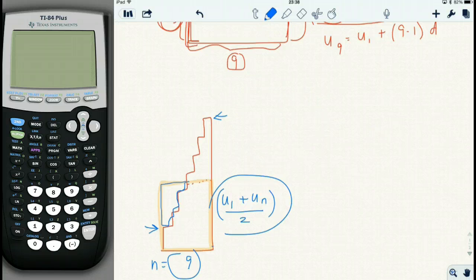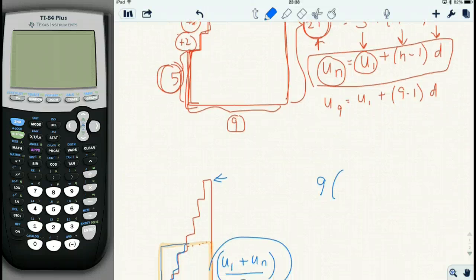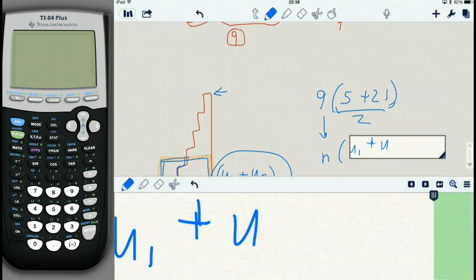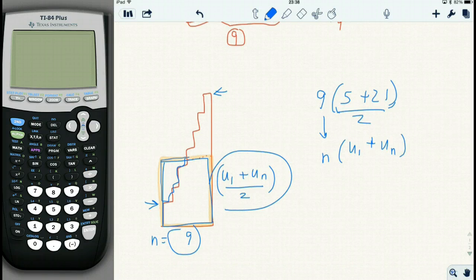So the formula we used, for example, was 9 times, and then remember the left side was 5 and the right side was 21, so it's 5 plus 21 divided by 2. That's the formula we use to figure out the area of this rectangle. But if you want to generalize, 9 is actually n, 5 is u1, 21 is un, because we want to be general, and we divide the whole thing by 2. And this is the formula to find the sum of all the terms.